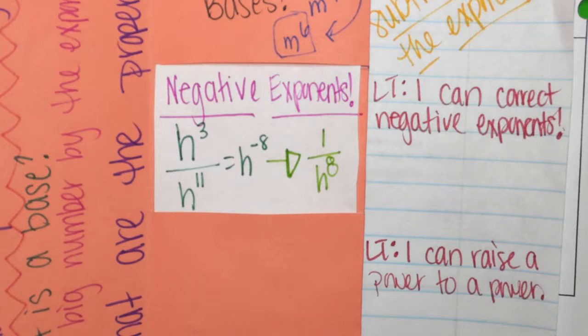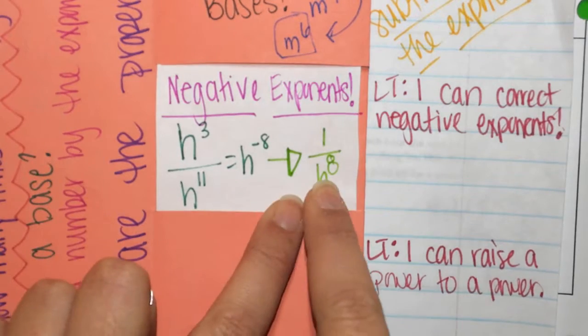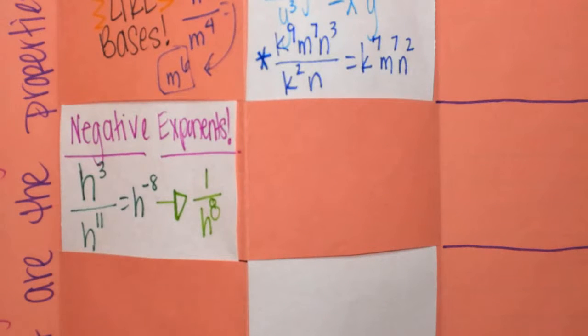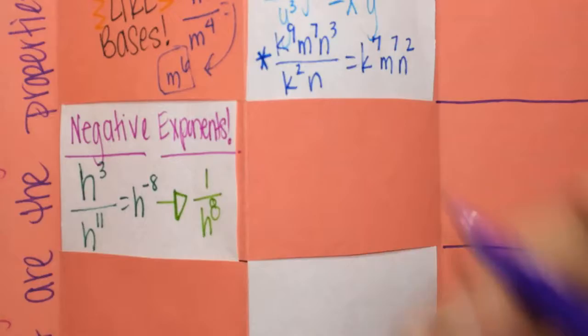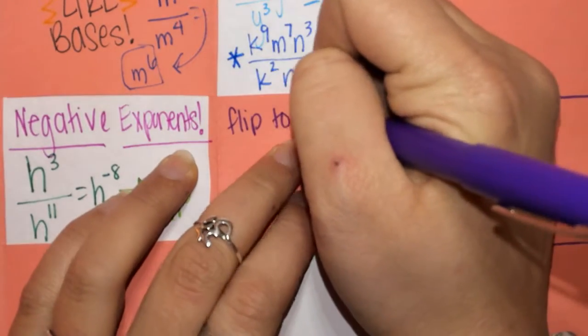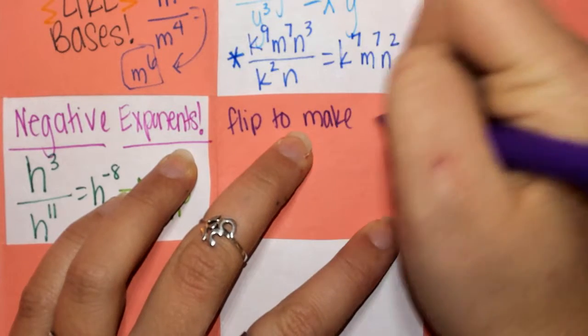Why would you just write H to the 8th power? Because it's not H to the 8th. What's 3 minus 11? Yep, so you would flip it. All right, so what did we do? We flip it. So let's open, and we're going to write: flip to make positive.